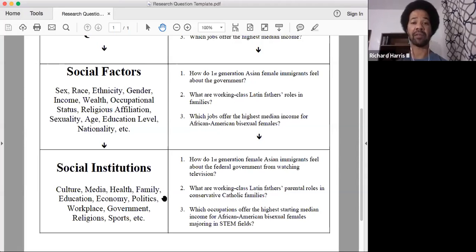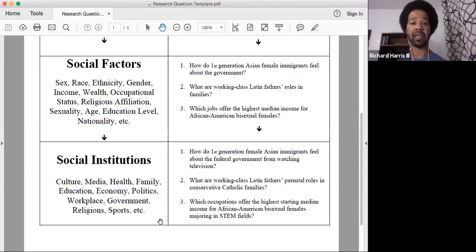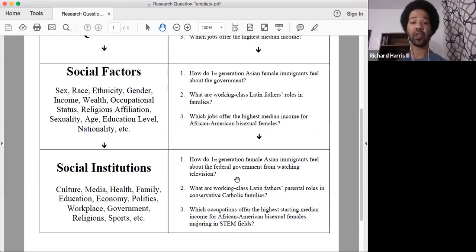So some examples of social institutions are culture, media, health, family, education, and so forth. So now the first question becomes, how do first generation female Asian immigrants feel about the federal government from watching television? So now we've made the government a little more specific. Are we talking about local governments? No. Are we talking about state governments? No. We're focused on the federal government. Also, we're focusing on television. And television is a component of the media. That's where we're going to look for these phenomena, where they are receiving this information.